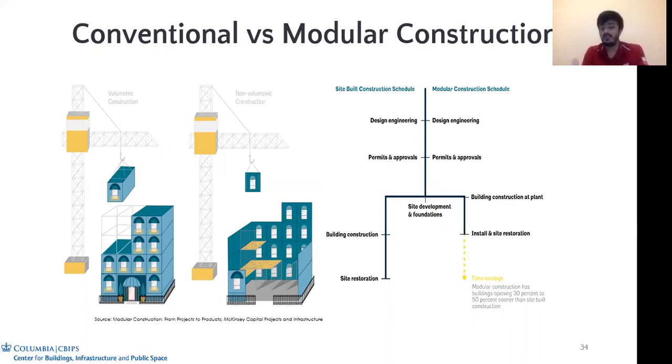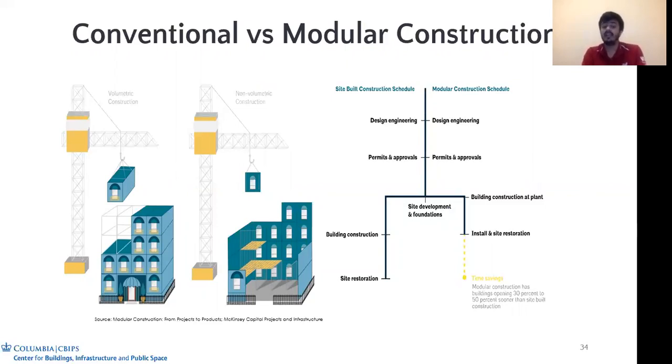Next slide, please. So, what's the difference when you're comparing a conventional construction method versus a modular way of constructing? As we can see, the modules are constructed inside a controlled environment, in a warehouse. The main factor which saves time when we choose modular construction is that there's no site restoration happening, because all the modules are fabricated inside a factory and then assembled on site.